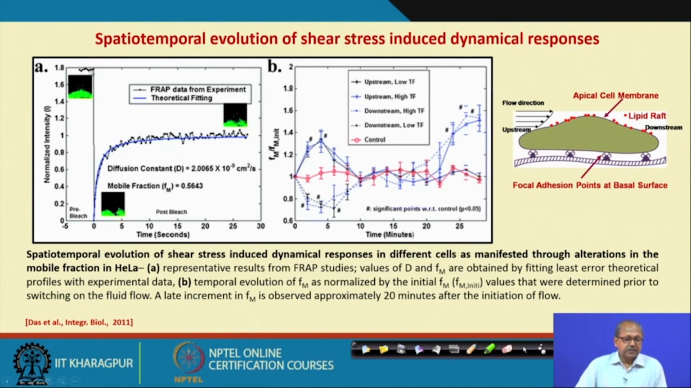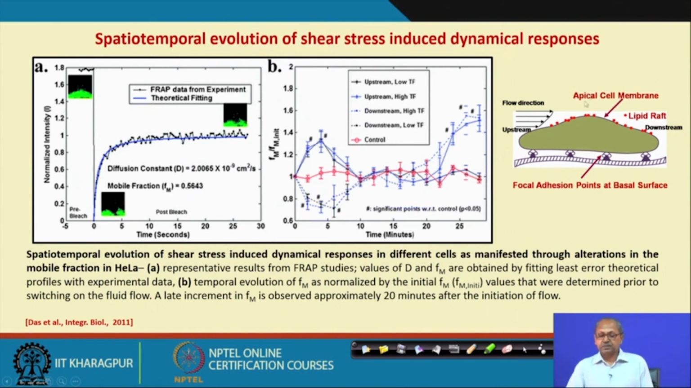So, this is one of the representative examples of fluorescence recovery after photobleaching. This curve is the theoretical curve, and with this theoretical curve we are fitting our experimental curve, and from this we can determine the diffusion coefficient of the DIO fluorophore, 2.0 into 10 to the minus 9 centimeters square per second, and the mobile fraction is 0.5. This is a representative example.